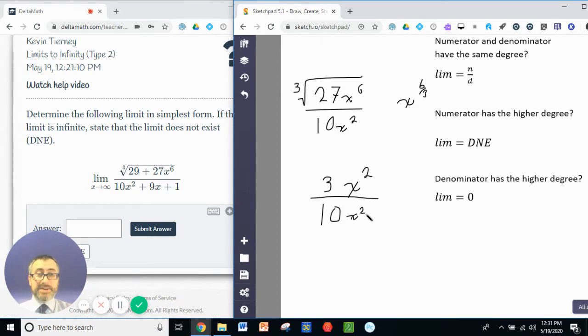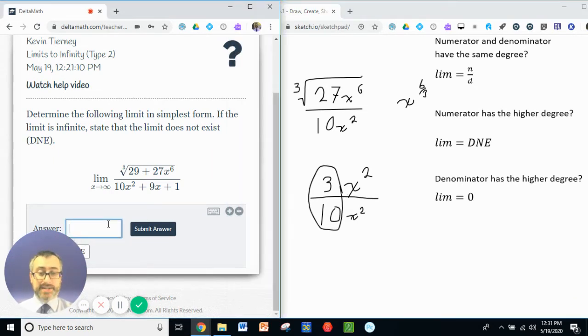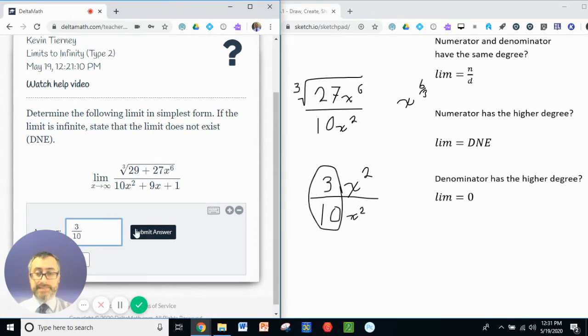Okay, now let's use one of these shortcuts. Are we dealing with the same degree on top and bottom, or a higher degree on top or on bottom? Well, we've got the same degree, x squared in both situations. So if the numerator and denominator have the same degree, the limit is a fraction, the numerator coefficient over the denominator coefficient. That's just 3 over 10. Can I simplify that? No, that's as simple as that fraction gets, so that's my final answer, 3 over 10.